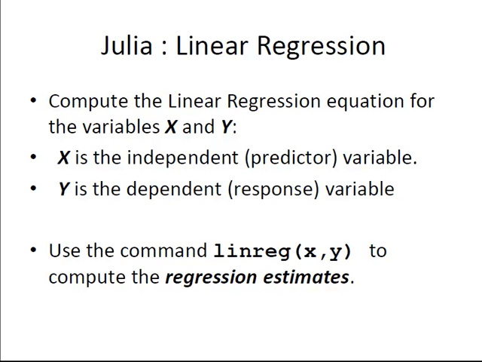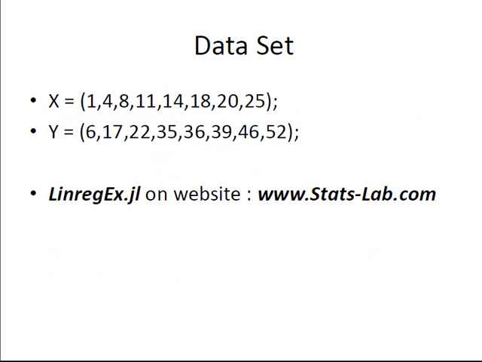So the command is simply linreg, L-I-N-R-E-G, and the inputs you put in are x and y, where x and y are the variables, and the order of the variables is quite important. The first one corresponds with the predictor variable, and the second one corresponds with the response variable. What this does is compute the regression estimates. There are two regression estimates: the intercept estimate and the slope estimate.